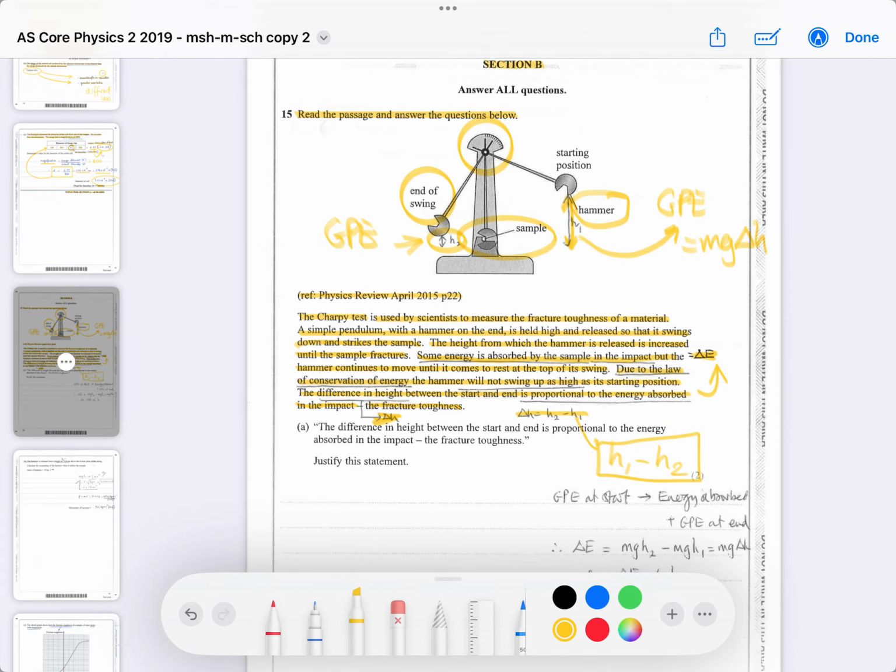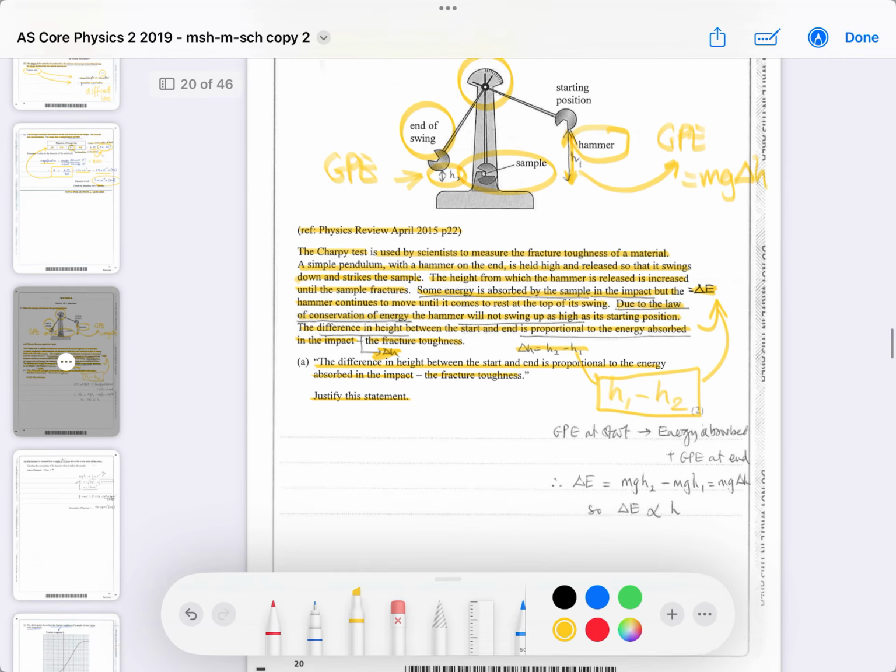All right, the difference in height between the start and the end is proportional to the energy absorbed in impact. And that's called the fracture toughness. Okay, so there you go. That's the delta E I was referring to. Justify this statement. Well, it makes sense.